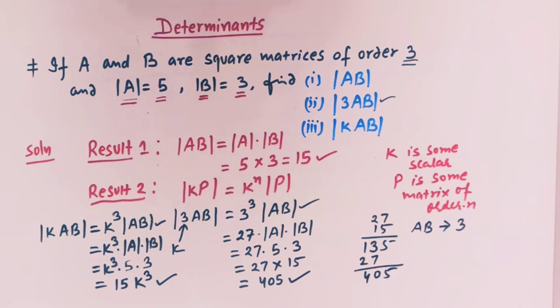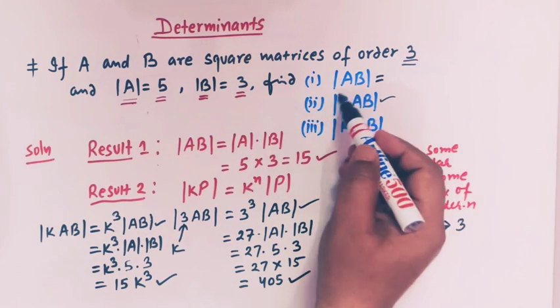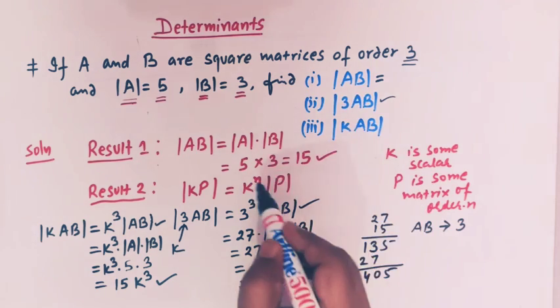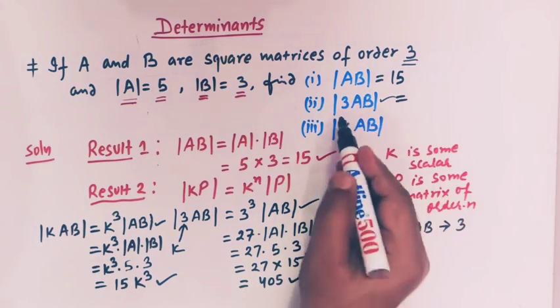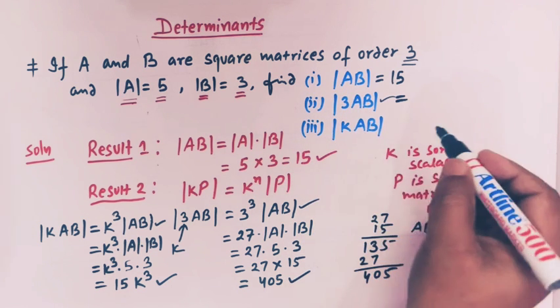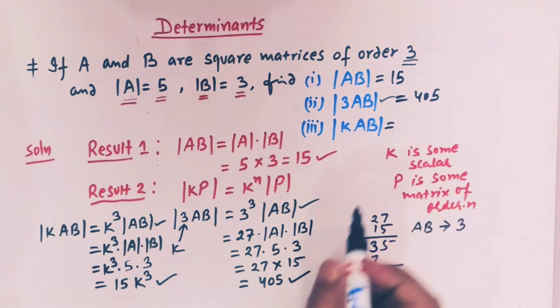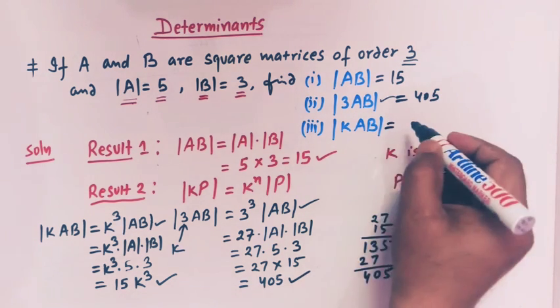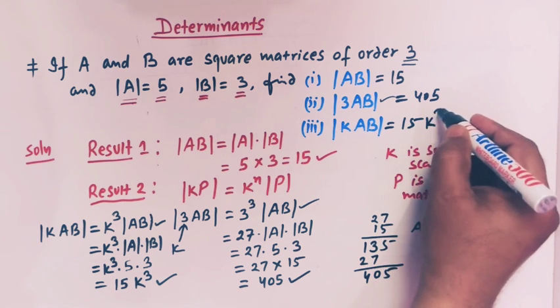So viewers, we have solved this problem, and we arrive at the result that the determinant of AB has the value 15, the determinant of 3 times AB is 405, and the determinant of K times AB is 15 times K cubed.